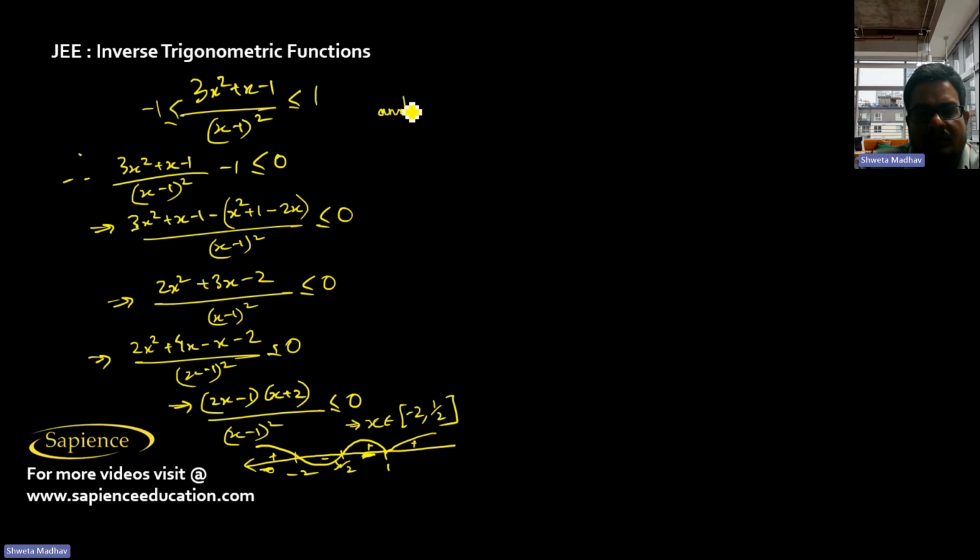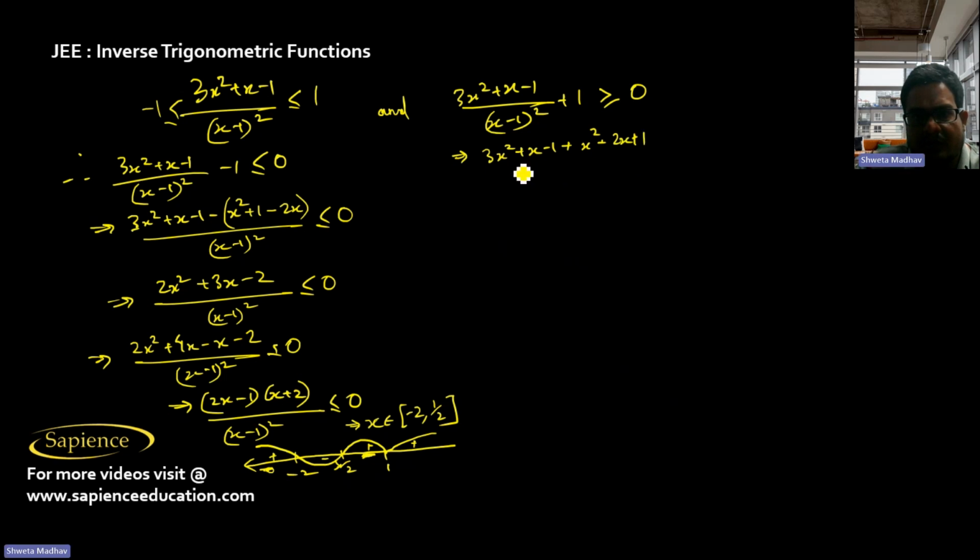And since you have to take the intersection, 3x square plus x minus 1 by x minus 1 whole square plus 1, that should be more than or equal to 0. So therefore you can say x square plus x minus 1 plus x square minus 2x plus 1 by x minus 1 whole square, that is more than or equal to 0. So here you can say 4x square minus x, 1 and 1 will cancel, by x minus 1 whole square, that is more than or equal to 0.